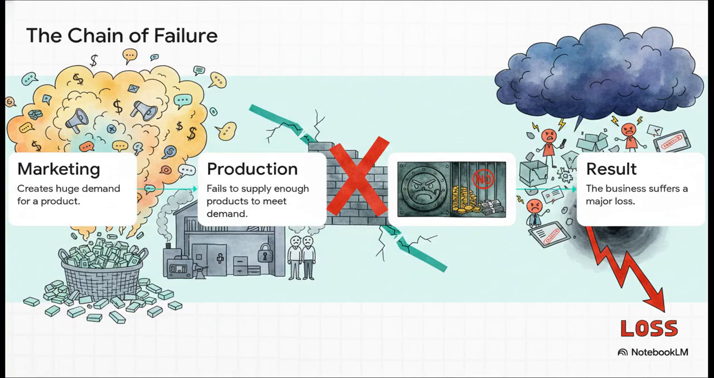This is what happens when things go wrong. It's a chain of failure. Just look at this scenario. First, the marketing team does an amazing job and creates huge demand. Awesome, right? Not really. Because the production team just wasn't ready. They don't have enough product. So they go to the finance department asking for funds to make more, and finance says no. So what's the end result? A total business loss. You have angry customers, canceled orders, and a company that's losing money.